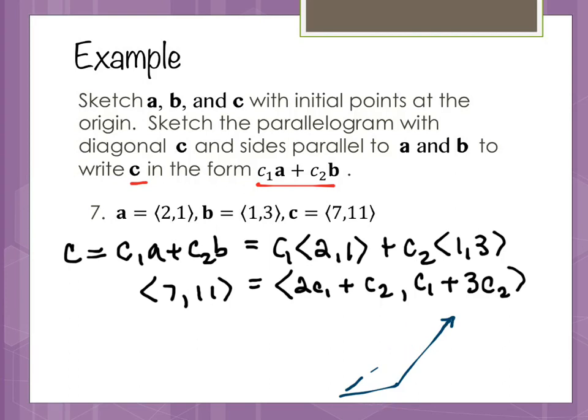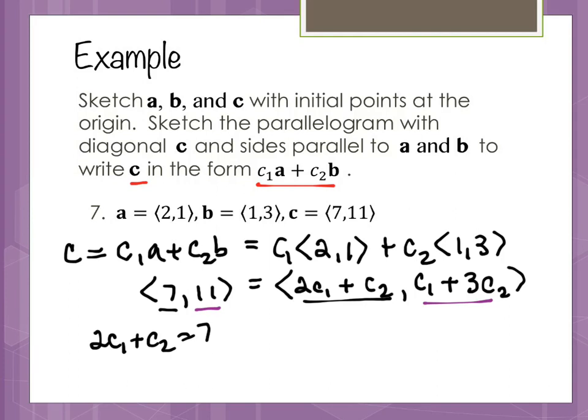So let's take a look at those component-wise. I can actually create a couple of equations. It should be that this right here equals 7. That is, that 2C1 plus C2 is equal to 7. And it should be that this 11 equals the other component, C1 plus 3C2. So C1 plus 3C2 should equal 11. And after this is high school algebra. So it may have been a little while.